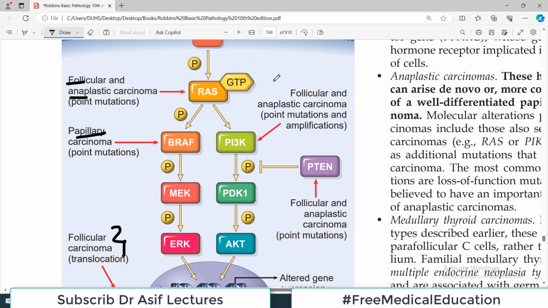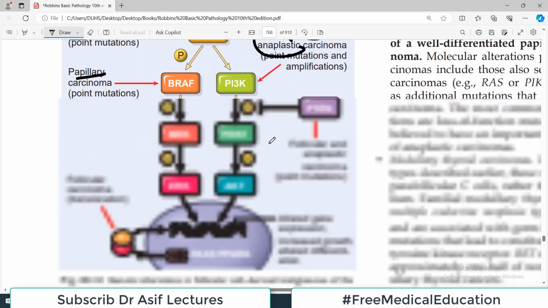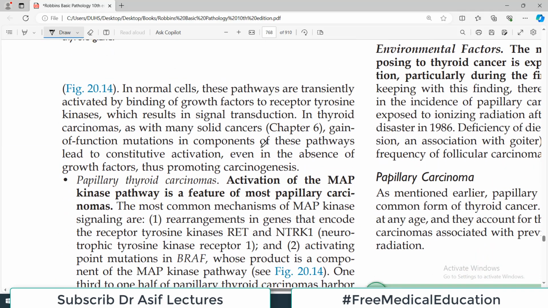So that's a very important diagram telling you कि different जगहों पे जहाँ mutations हो रही हैं वहाँ PI3 kinase mutation, for example, also has been linked with follicular and anaplastic. So specific mutations, specific type of thyroid cancer increase risk, okay?